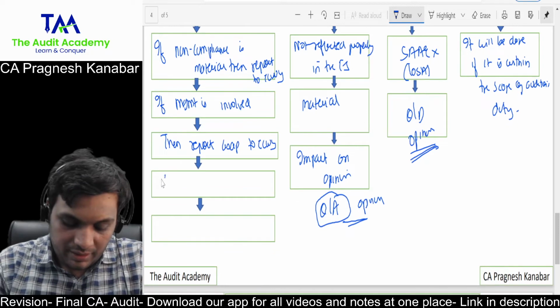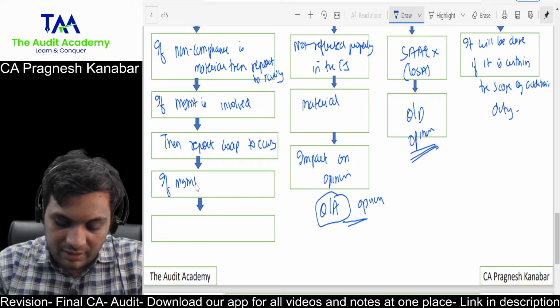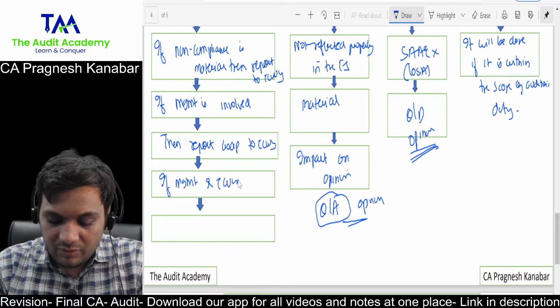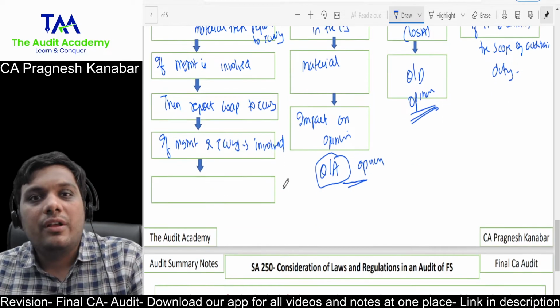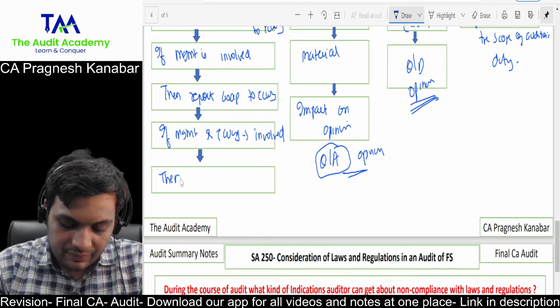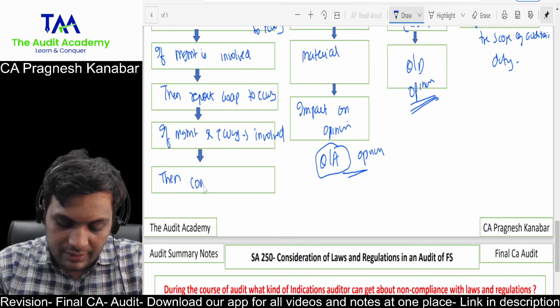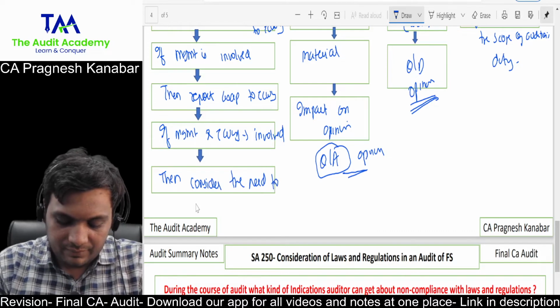However, after communicating with TCWG, if you realize that management and TCWG both are involved, then in that case you are going to consider the need to obtain legal advice.